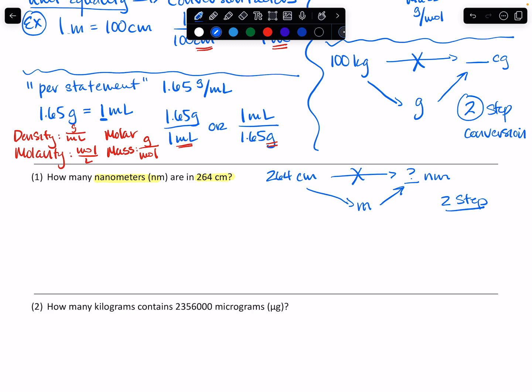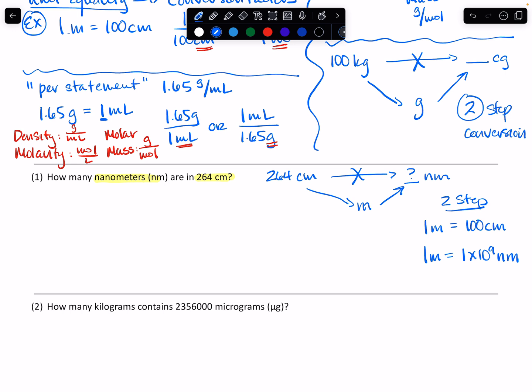So I know this is going to be a two-step conversion. What are my equalities? Well, I know that 1 meter is equal to 100 centimeters. So there's one equality that I could use to write my conversion factors. I also know that 1 meter is equal to 1 times 10 to the 9th nanometers, or a billion nanometers. And there's my other equality. So I have the equalities I need to do the conversion.